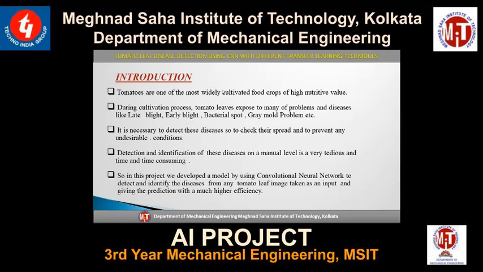So it is a major priority to identify these diseases in order to prohibit immediate spread of the disease affecting other plants and preventing any heavy losses in the yield. So in this project we have developed a model by using convolutional neural network, or known as CNN, to detect and identify the diseases from any tomato leaf image which we will take as input, and giving the prediction that it is what disease with a much higher efficiency than by doing it manually.